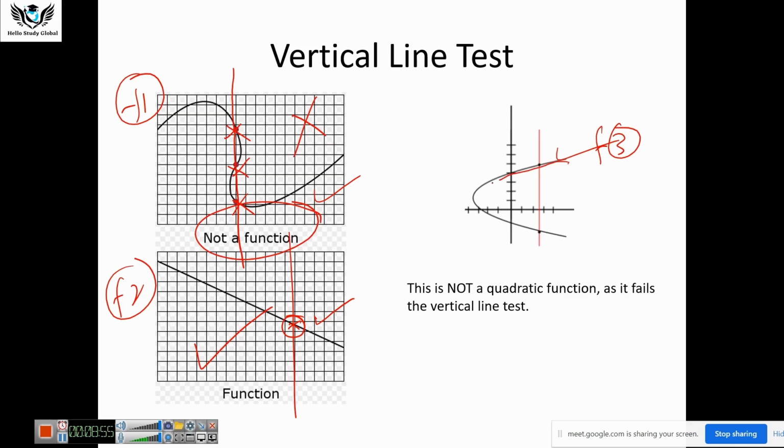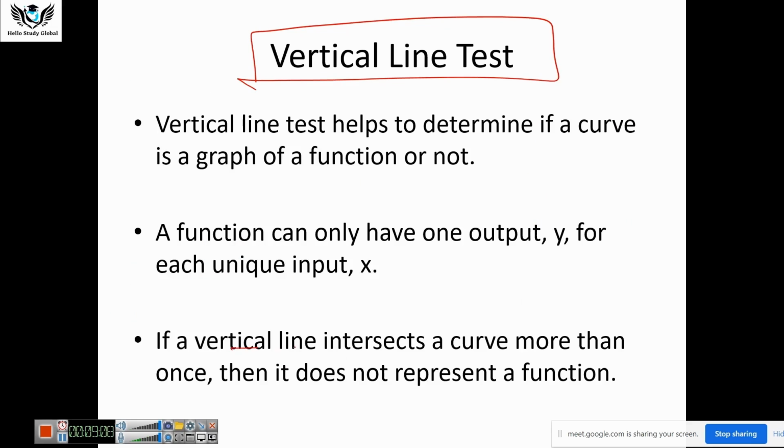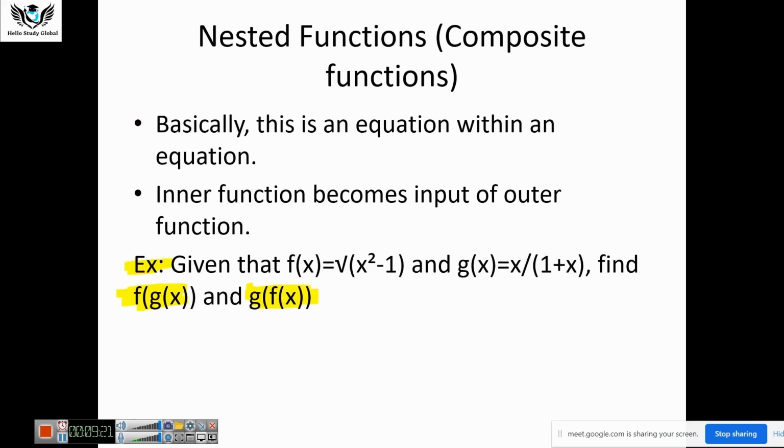Similarly, look at this graph. Is it a function? No. Draw a vertical line, it would cut the function at 2 points. This is not a function, right? So this is called the vertical line test. You draw a vertical line, it should intersect the curve at not more than 1 point. It should cut the curve only at 1 point, then it is a function. That's the vertical line test.